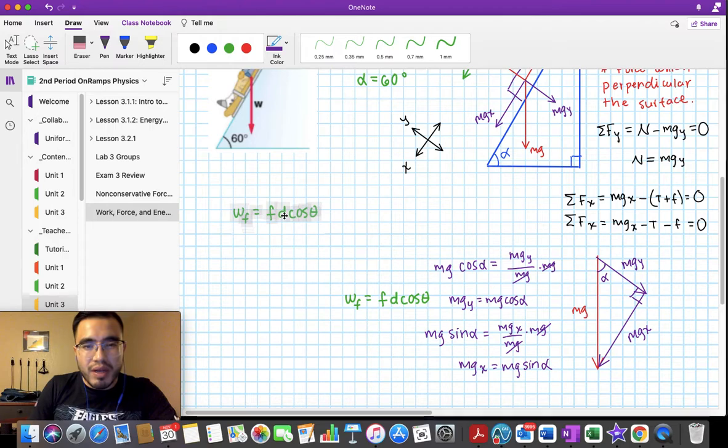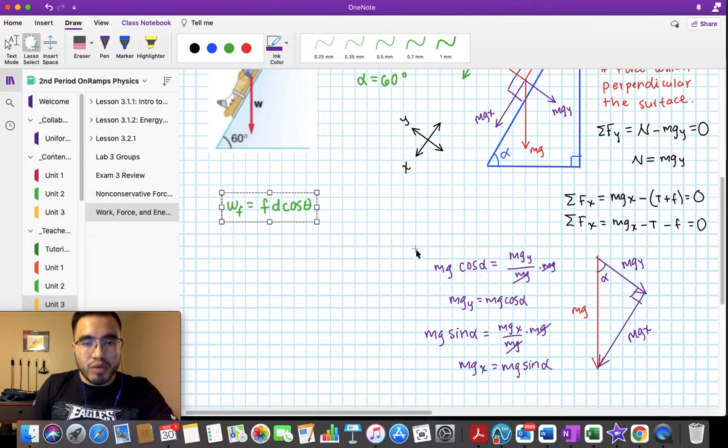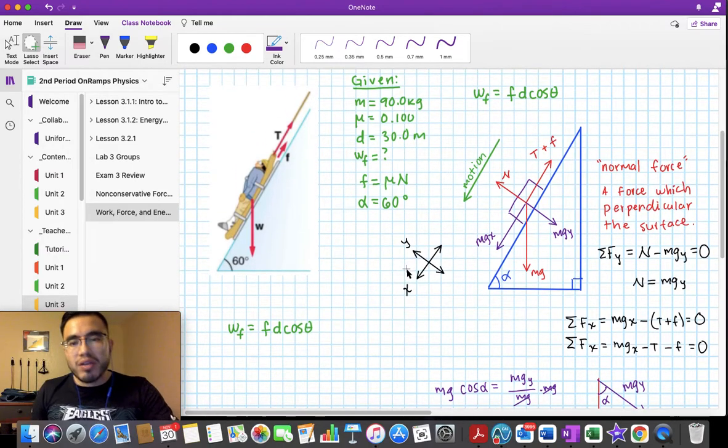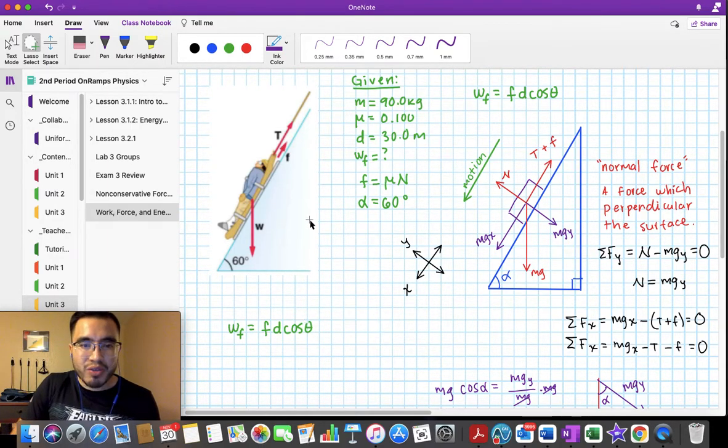There you go. Now here's the problem again. Well, not again, but here's the problem, right? We don't know what theta is. To know what theta is, so again, 60 degrees is not theta, okay? Theta is something else. Theta belongs to the force, which we're looking at, in this case, friction.